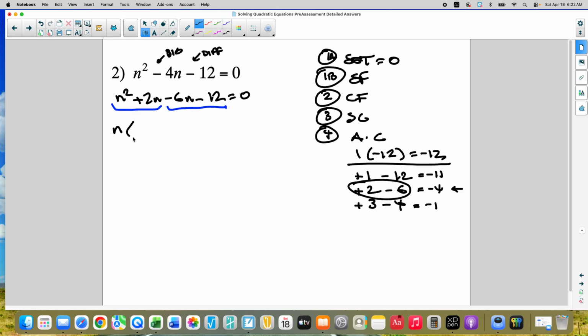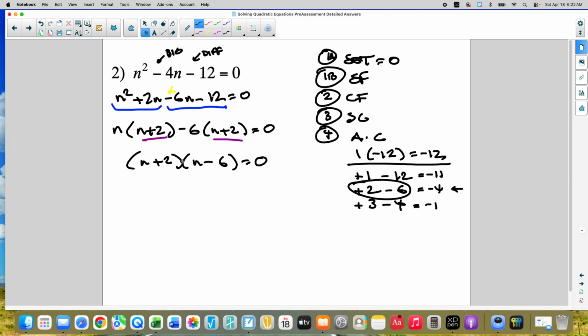We'll factor out an n. We'll get n plus 2. We'll factor out a negative 6. Notice my first term is negative, so I need to factor out a negative 6, leaving me with n plus 2 equals 0. Just multiply it back out to make sure that you get those 2 values, which we do. And also notice that these 2 quantities are the same. We'll factor out the n plus 2, leaving us with n minus 6 equals 0.